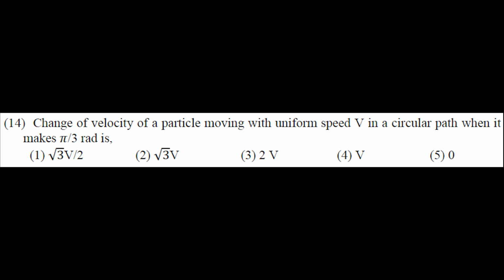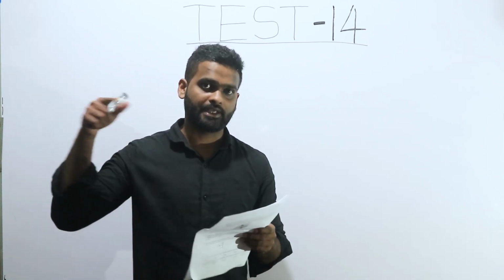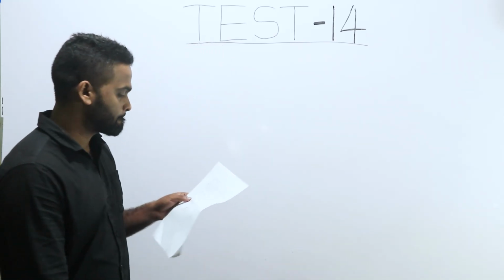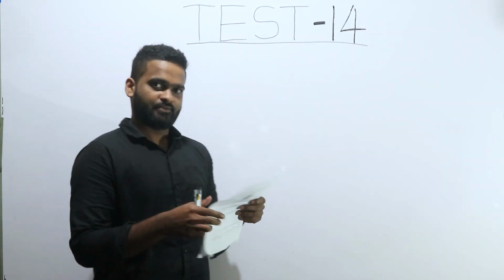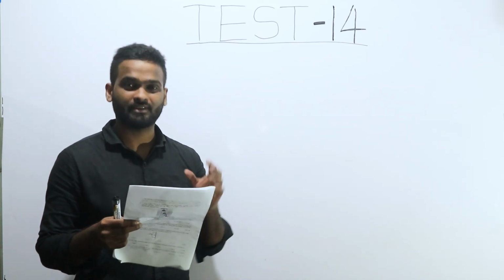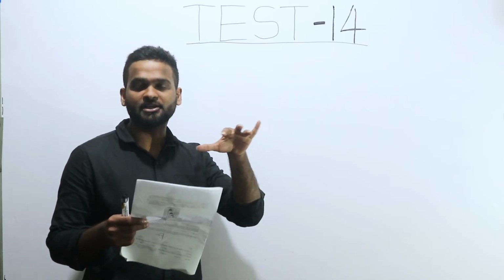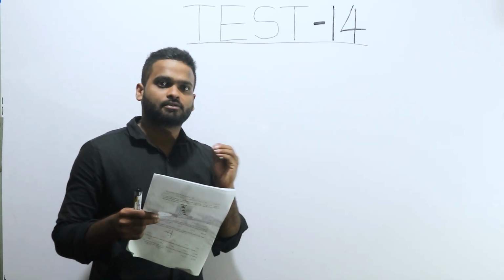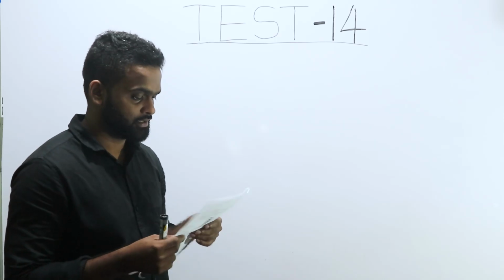14th question. Change of velocity of a particle moving with uniform speed v in a circular path when it makes 5π/3 radian is. So you should know that π/3 is equal to 60 degrees, right? π is 180 degrees, but if you divide it by 3, it becomes 60 degrees. So there's a specific way to solve this. If you just solve this directly, the trigonometric calculations become really complicated. So if you are given a question like this, just follow this method, right?